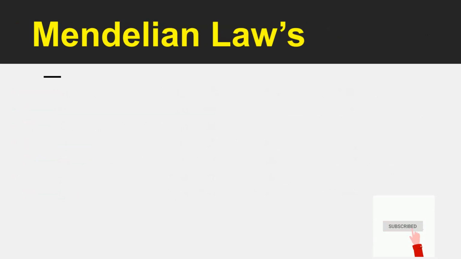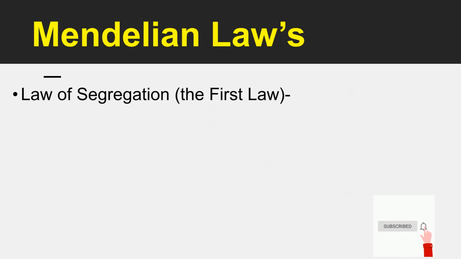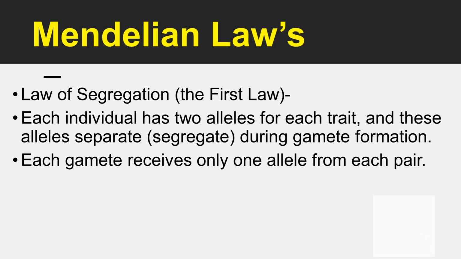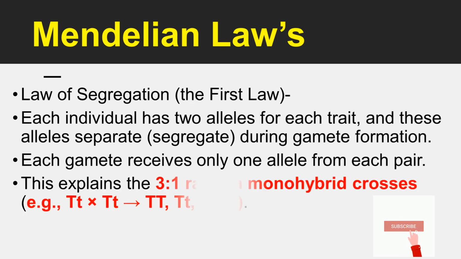Mendelian laws. Law of segregation, the first law. Each individual has two alleles for each trait, and these alleles segregate during gamete formation. Each gamete receives only one allele from each pair. This explains the 3-to-1 ratio in monohybrid crosses. Example: Tt times Tt gives TT, Tt, Tt, tt.